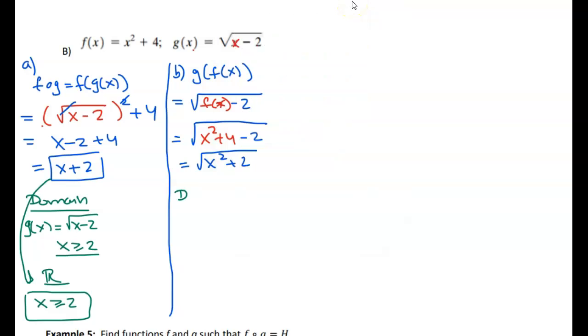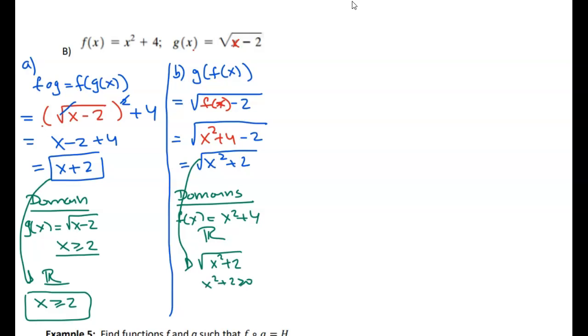Alright, domains. So the inner function here is f of x, which is a polynomial, so the domain is all real numbers. The result is the square root of x squared plus 2. We need this x squared plus 2 to be positive, which automatically it is, because you have something that's squared and you're adding 2 to it, so this works. So this is also all real numbers. So the domain of this is going to be all real numbers.